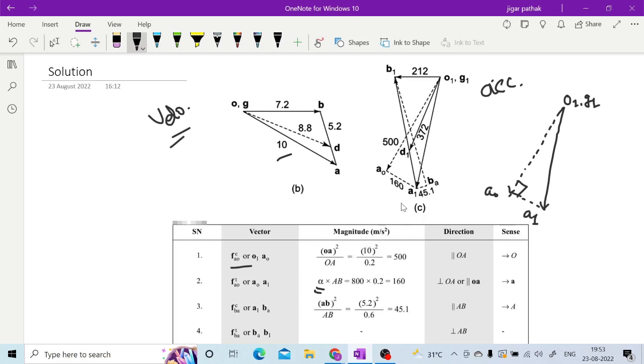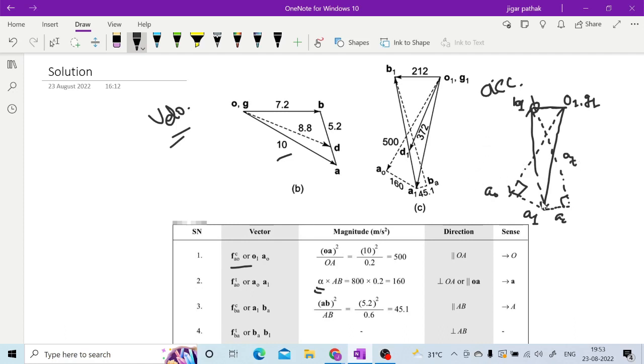Once you have this, you can have the centripetal acceleration of B with respect to A, which is again from B to A, in this direction as mentioned here. From there you draw the perpendicular for the tangential acceleration. Here the tangential acceleration's magnitude is not known, but you have the acceleration of B with respect to the fixed link, which is in the horizontal direction. The intersection gives you this point, and from this you get the final A1 B1, because here it is the centripetal component and here it is the tangential component.